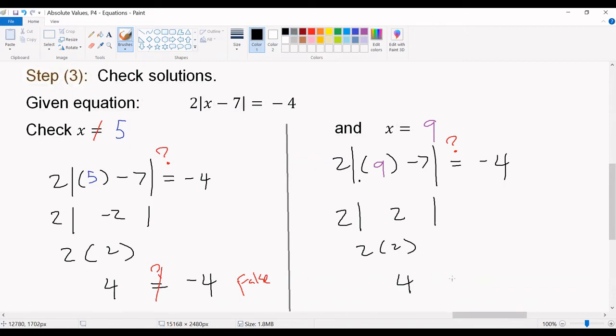Then we're checking again, does 4 equal negative 4? And this is also a false statement. So what does that tell us? That tells us that x does not equal 9 as well. So in our conclusion, we can conclude that there are no real solutions because both of our x values do not work.